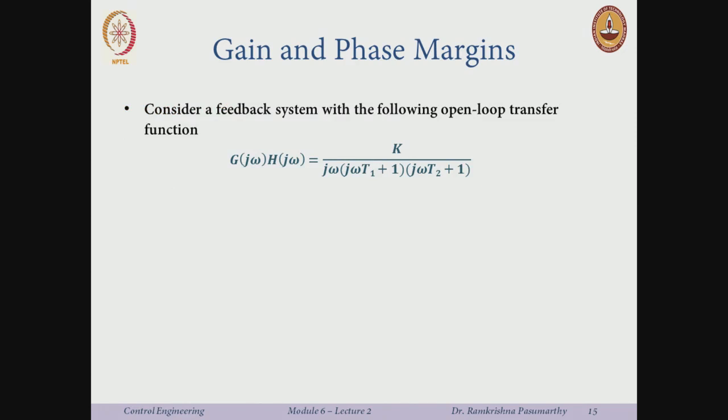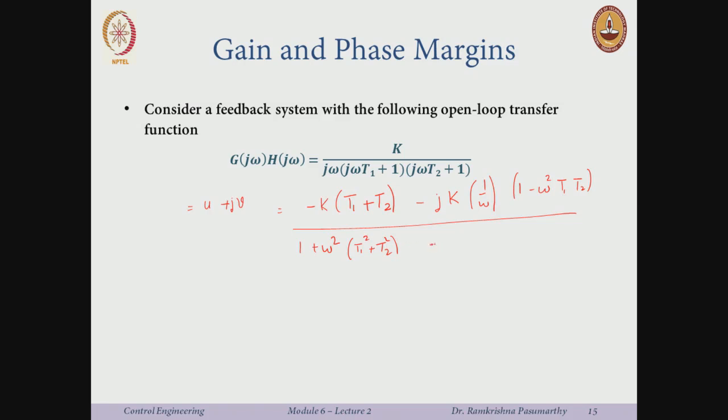Now, let us see how this system looks. I have a system of the form with a pole at the origin and then factors j omega T1 plus 1 and j omega T1 T2 plus 1. So I can write this or split this into the real and the imaginary part. I will skip this computation, but I will just write down the final value: minus K (T1 plus T2) minus j times K (1 over omega minus omega squared T1 T2) over a bunch of terms in the denominator: 1 plus omega squared (T1 plus T2) squared plus omega to the 4 (T1 squared plus T2 squared). Just check this computation for yourself also.